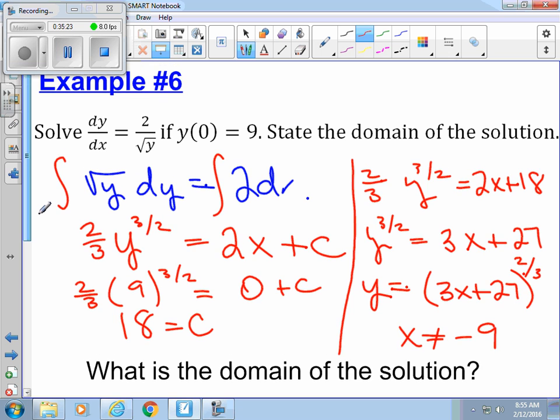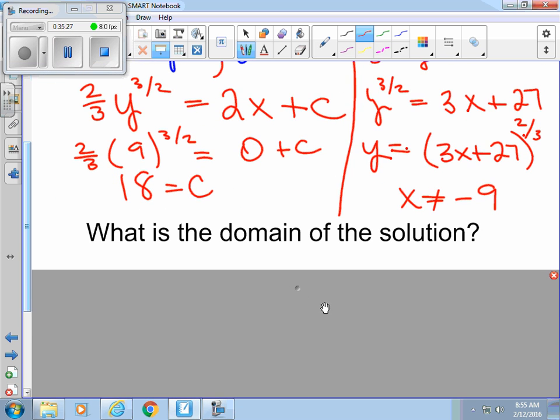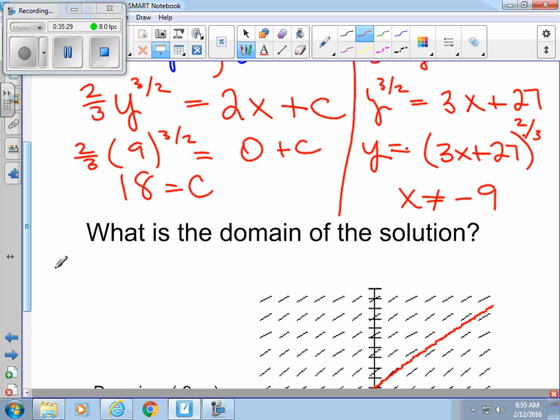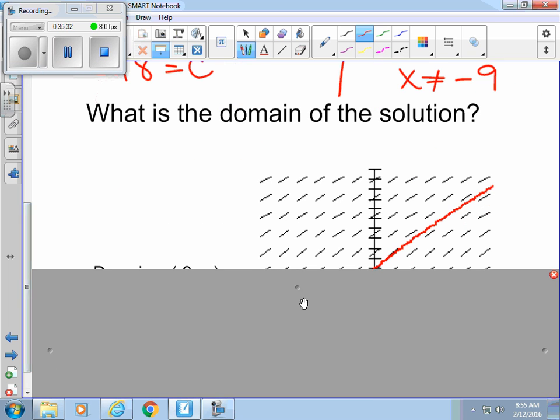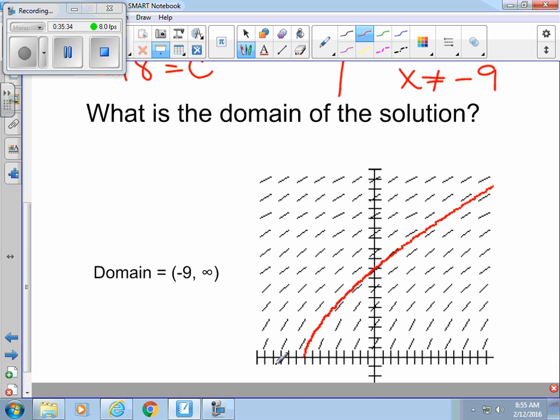However, where was my initial condition? But the domain is -9 to infinity, not negative infinity to negative 9, because 0, x being 0, was not on that interval.